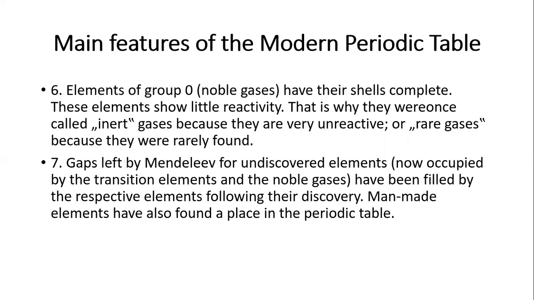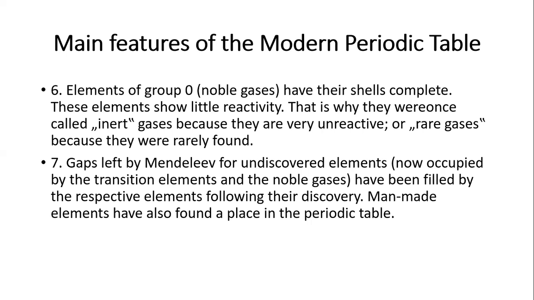Elements of group O, known as noble gases, have their shells complete. These elements show little reactivity. That's why they are sometimes called inert gases, because they are very unreactive, or rare gases because they are rarely found. The seventh feature is that gaps left by Mendeleev, a scientist who discovered one of the periodic tables, for the undiscovered elements now occupied by the transition elements and the noble gases have been filled by their respective elements following their discovery.